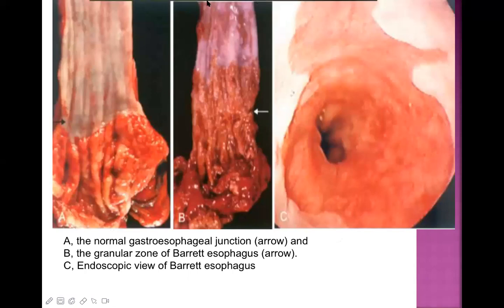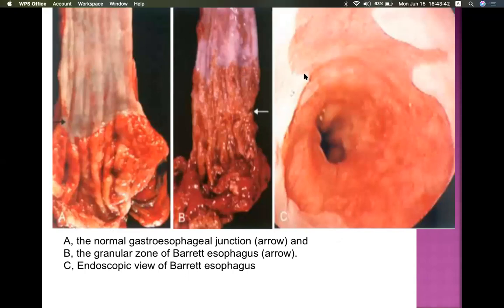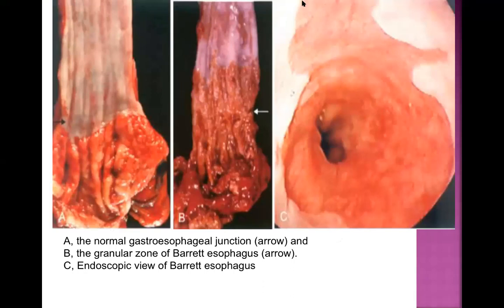Now, look at this picture here. This is quite an important one. Let me show you with the pointer. A is the normal gastroesophageal junction, which is shown by this arrow. This is the stomach mucosa. You can see the rugosities or rugae here. These are the mucosal folds of the stomach. And look at this epithelium, which is very pale. The pale looking epithelium is squamous epithelium, and this is the junction between them. So this is the normal thing.